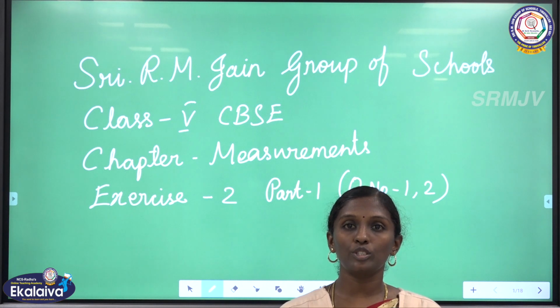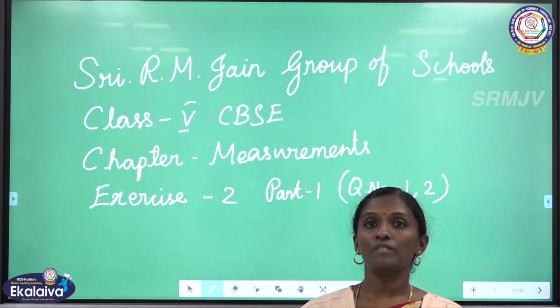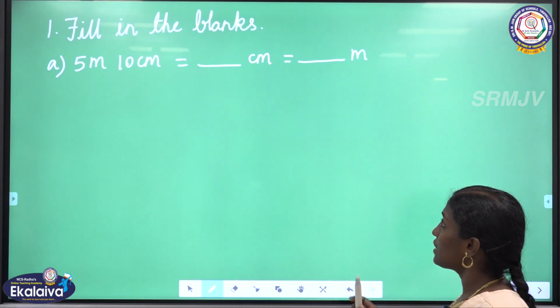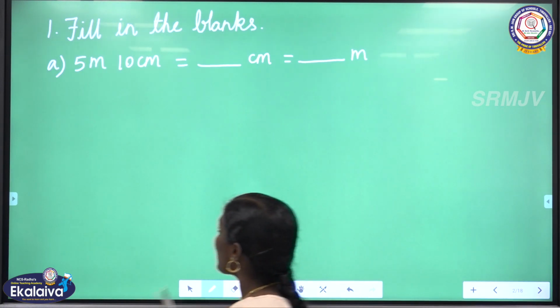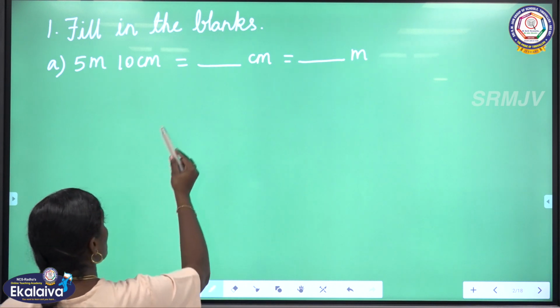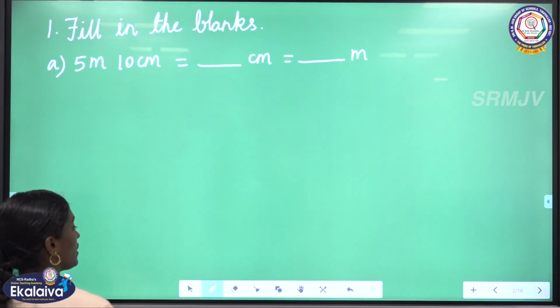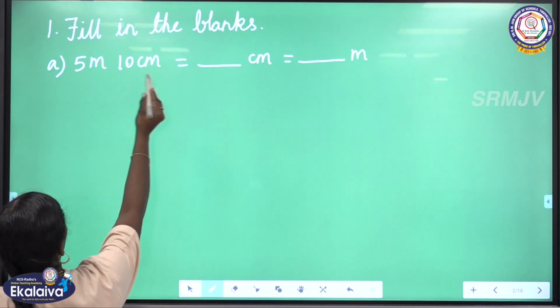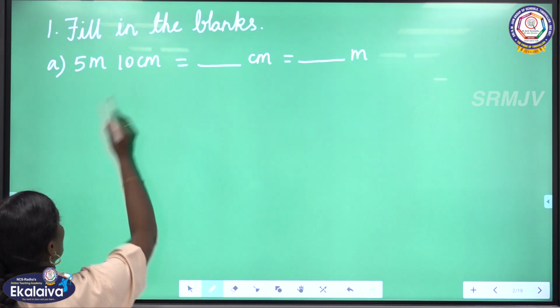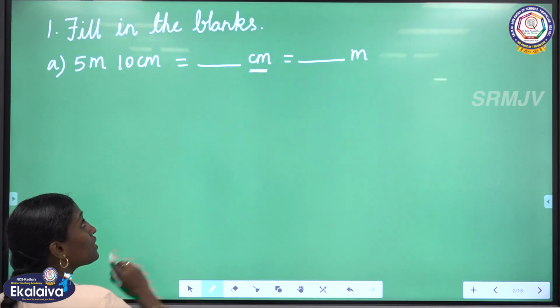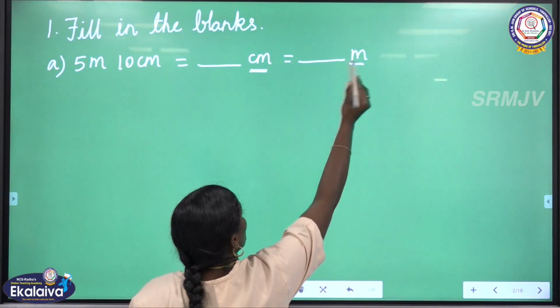Now we are going to do the problems in exercise 2 from the chapter measurements. First question, fill in the blanks. Here 5 meter 10 centimeter is equal to dash centimeter which is equal to dash meter. Here we are going to write the given unit 5 meter and 10 centimeter. First we are going to write in centimeter and then in meter.